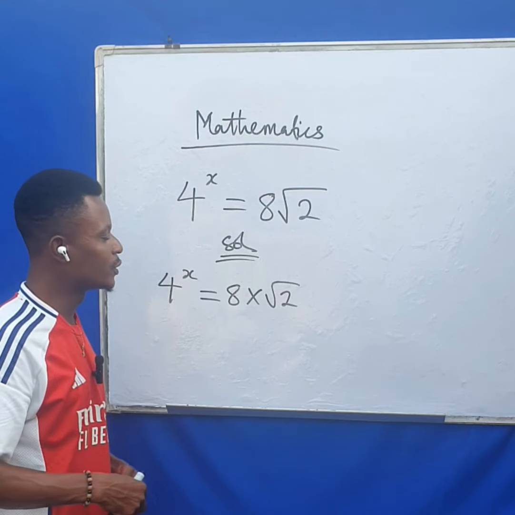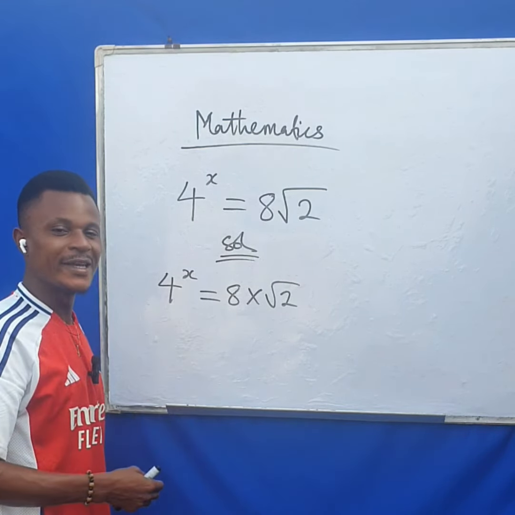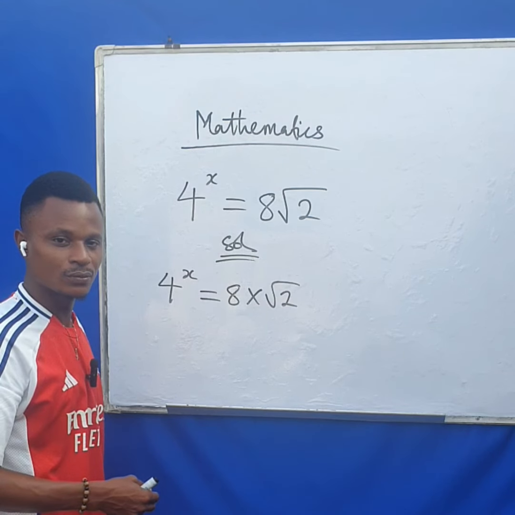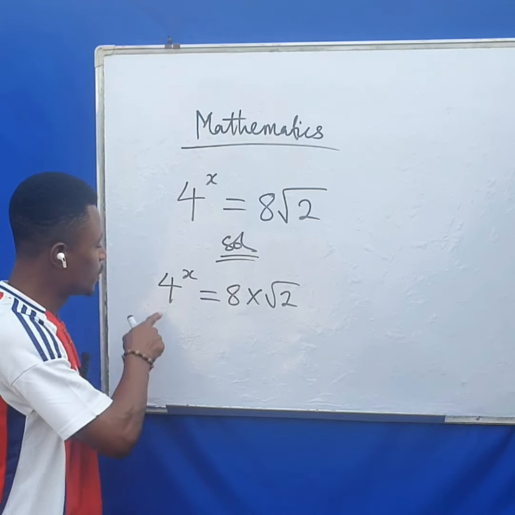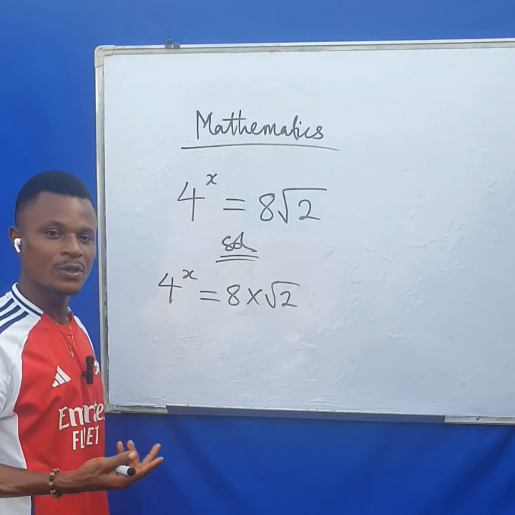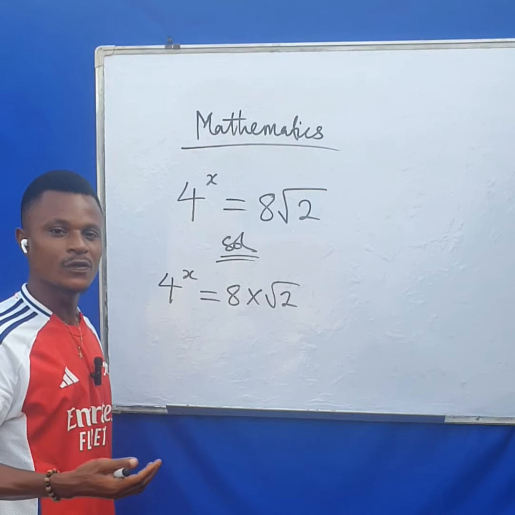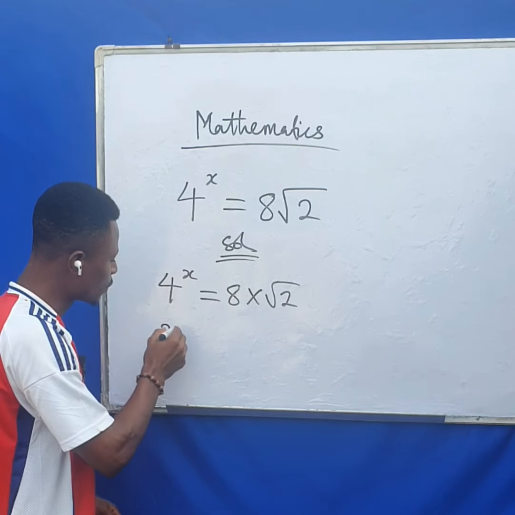So now that you have gotten this, what else are we going to do? The next thing we are going to do is to rewrite each of these numbers in exponential form in base 2. And the question is how? This 4 here can be written as 2 raised to the power of 2. Why? Because 2 times 2 will give us 4. So in place of this 4, we are going to write 2 raised to the power of 2.